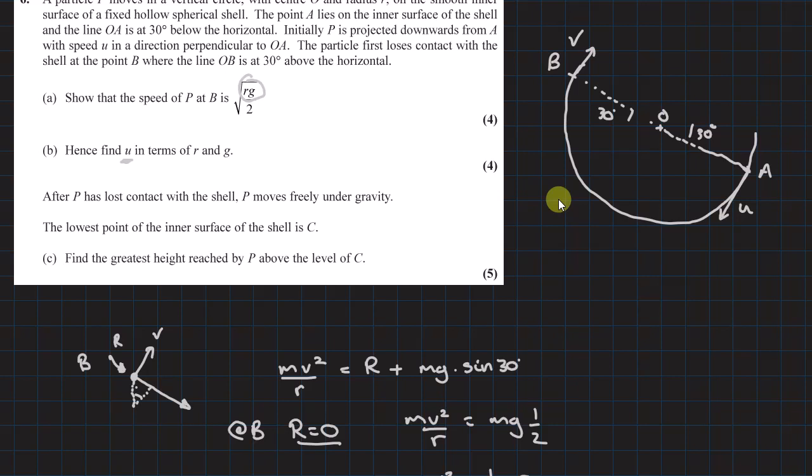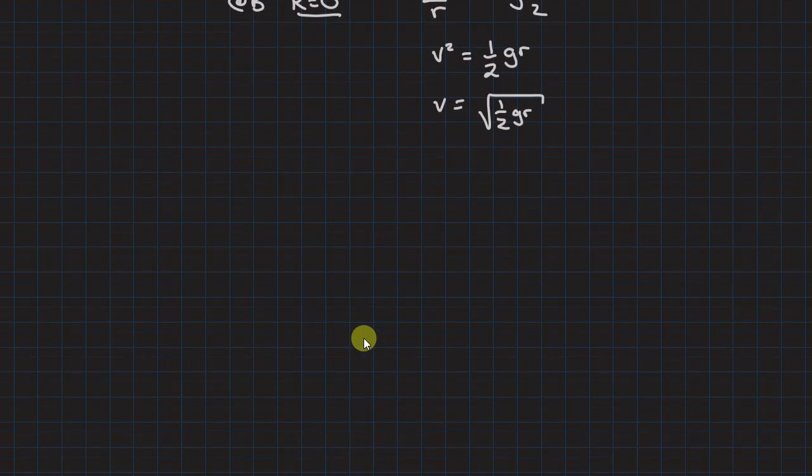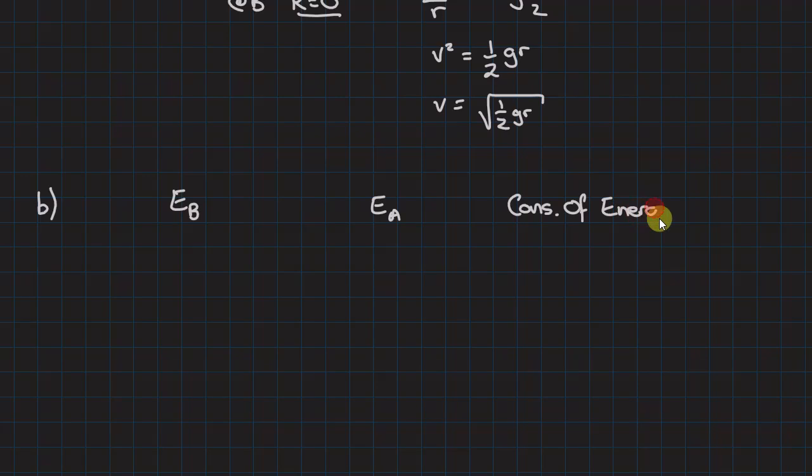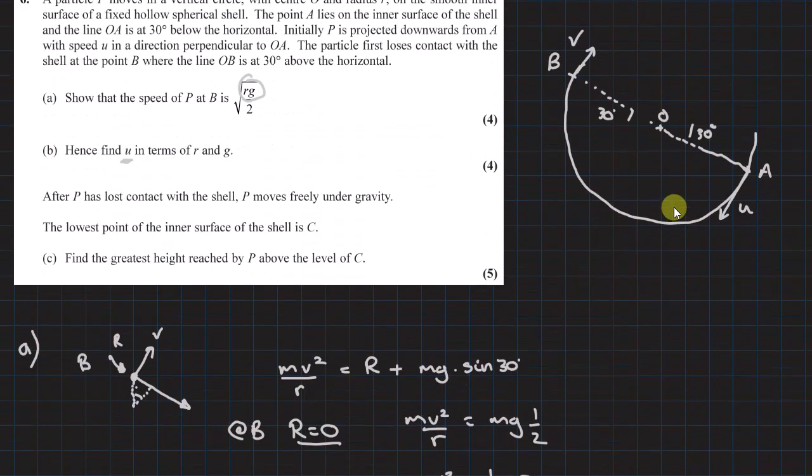Okay, so that was part A. Just make sure that we're clear what bit of the question we're answering. So part B we can now deal with in terms of energy. So energy at B must equal the energy at A, and that's the conservation of energy. Do state your principles, say what you're using.